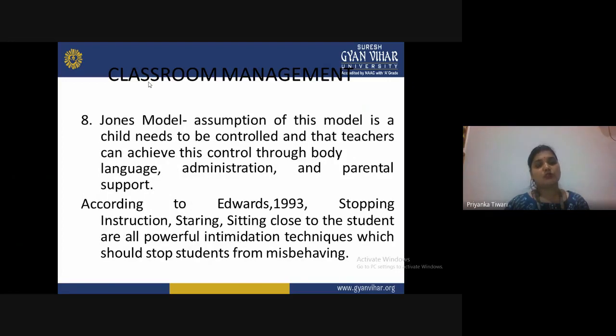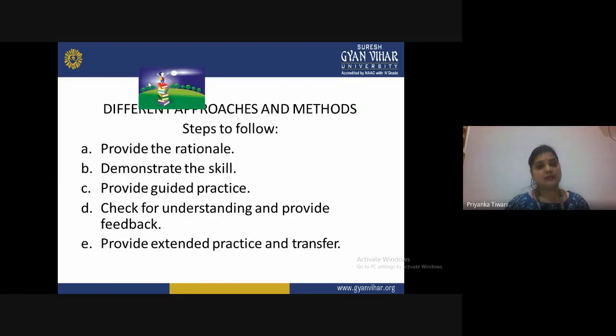So Jones' model assumes that a child needs to be controlled, and that teachers can achieve this control through body language, administration, and parental support. According to Edward 1993, stopping instruction, staring, and sitting close to the student are all powerful intimidation techniques which should stop students from misbehaving.